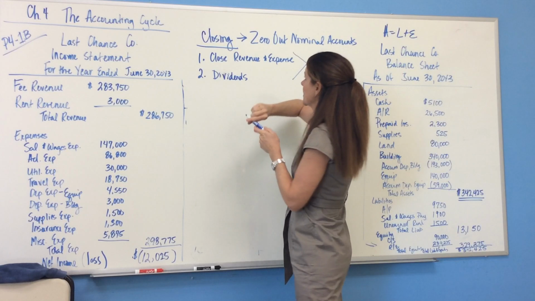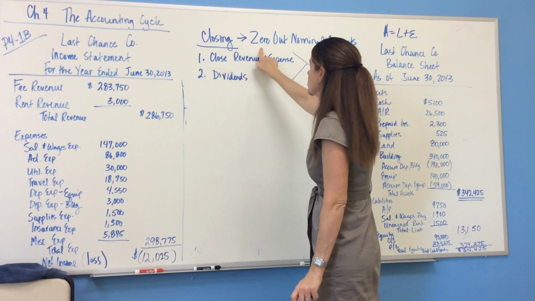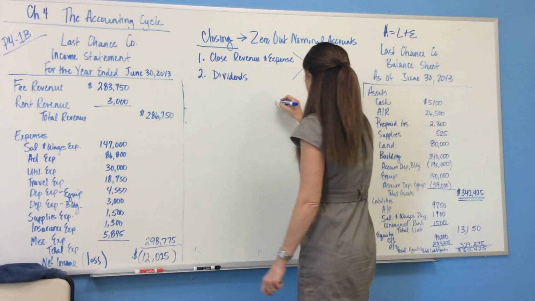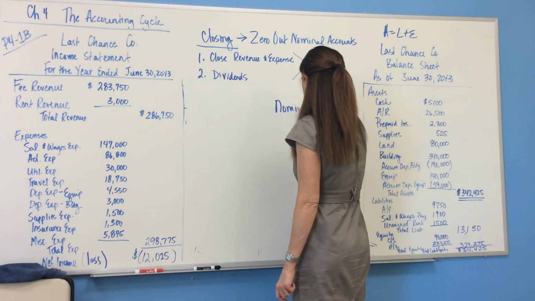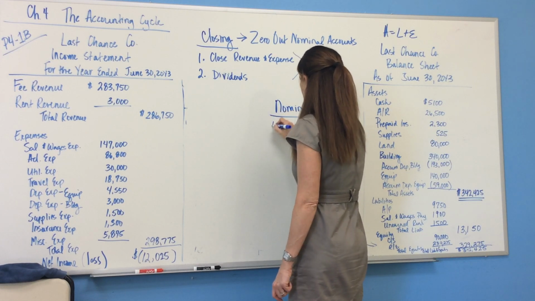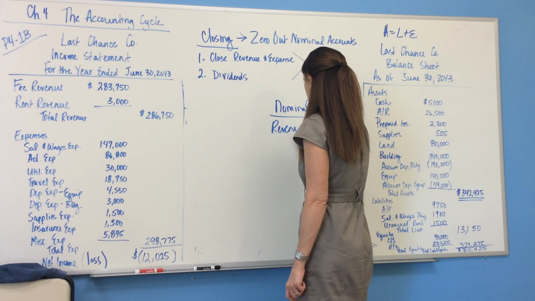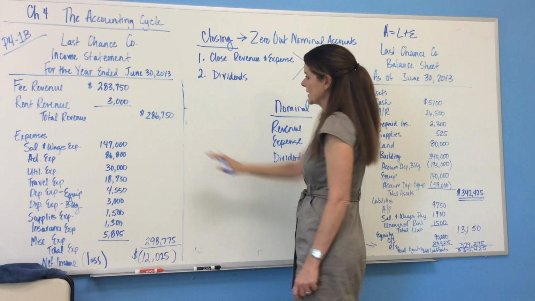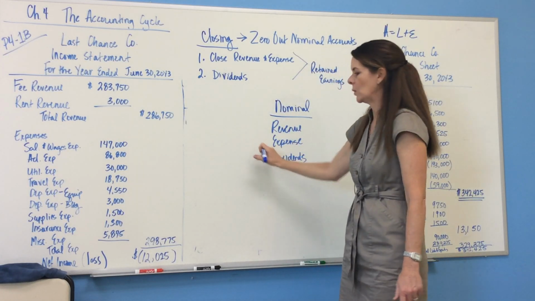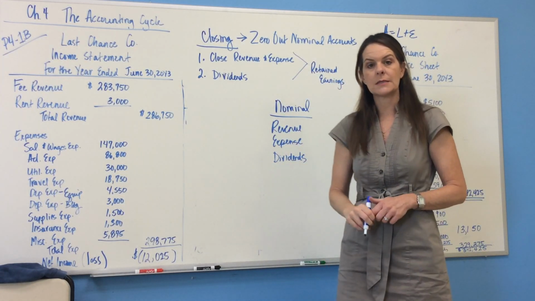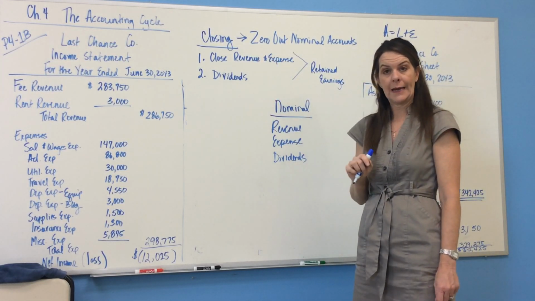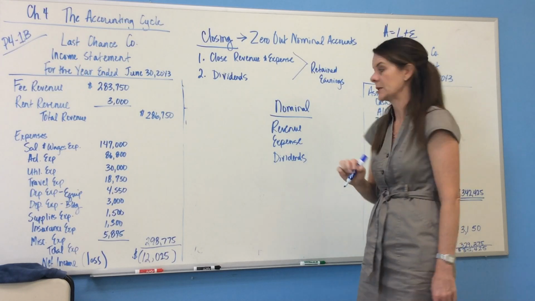I've got closing entries here. The purpose of the closing entry is to zero out all your nominal accounts. So what is a nominal account? A nominal account is all your revenue, your expense, and your dividends. So basically everything on the income statement, revenue and expense, and then your dividends, which is found on the statement of stockholders' equity, those are all going to be zeroed out. Literally, the account is going to be zero when we're done with the closing entry.